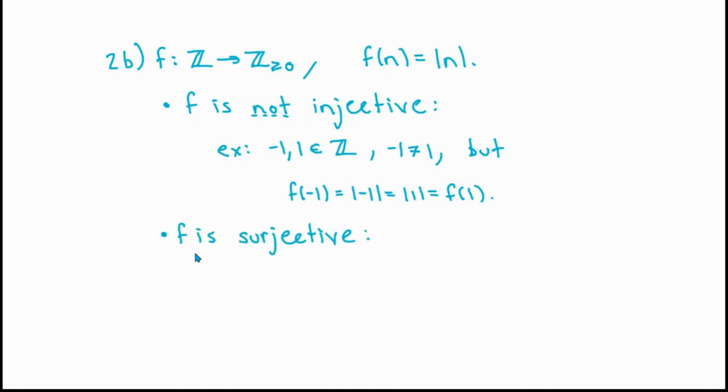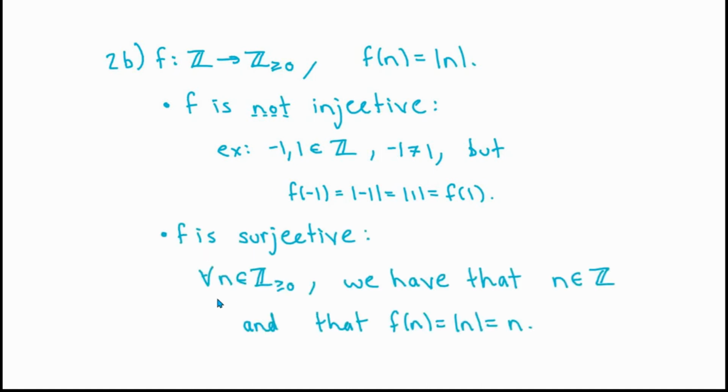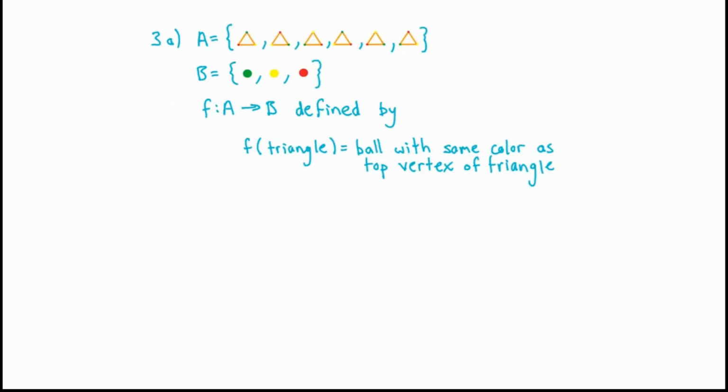On the other hand, this function is surjective because if n is any integer in the codomain, then of course n is also in the domain, and the absolute value of n is equal to n. That means that every element of the codomain is the image under f of some element in the domain, so f is surjective. Now I'd like to try to steer towards some more abstract examples, so I hope you're all finding this clear and easy to understand.